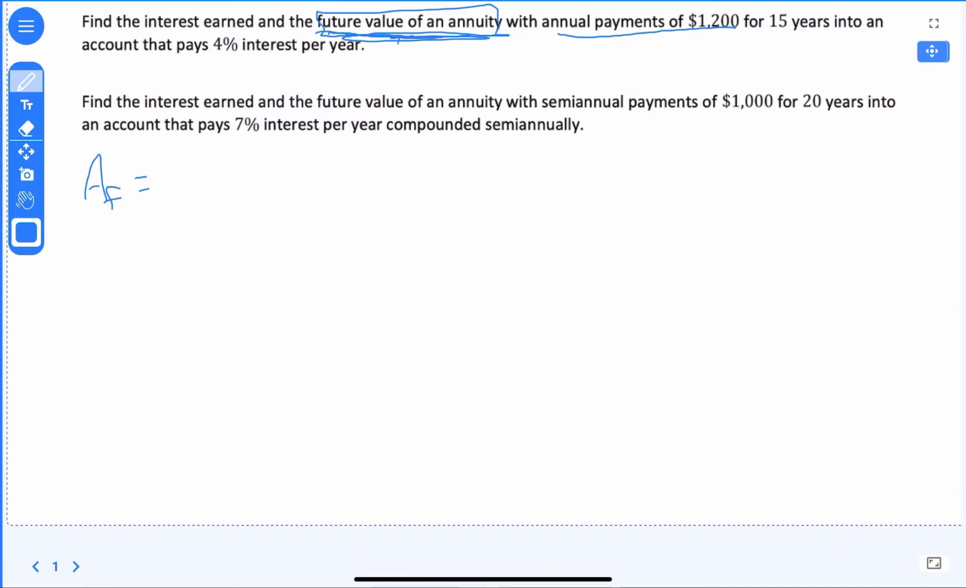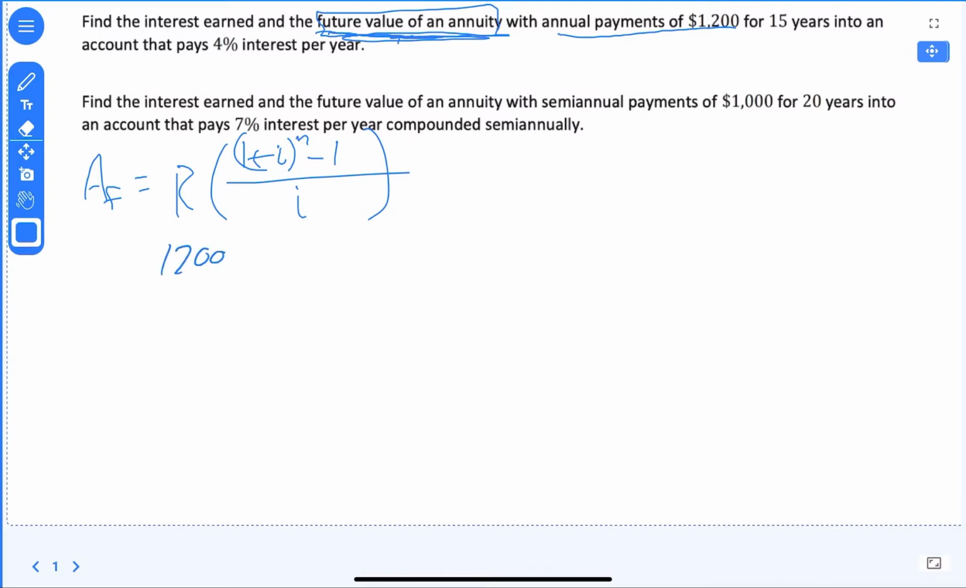AF is what? Recurring payment times what? This is the part you were supposed to know: 1 plus I to the power of n, over I. Good. Now you know the interest, you know the payments, you know the years. Now we just plug it in.